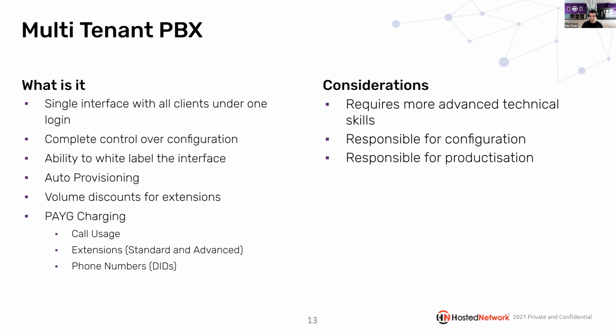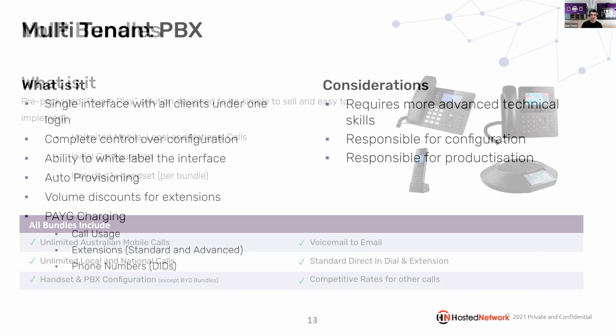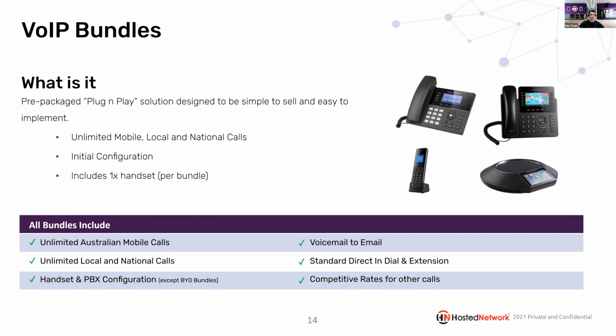So 3 particular components. Whereas VoIP bundles, it's more of a plug and play solution. You can go out to site and go, cool, they've got 10 staff, I need 10 handsets, and it's 10 times whatever model that you choose. That includes unlimited mobile and local and national calls.